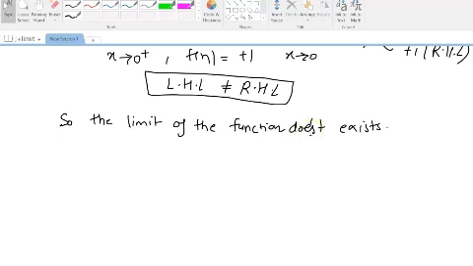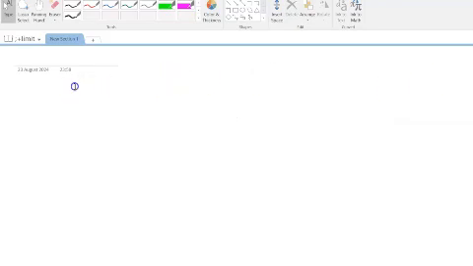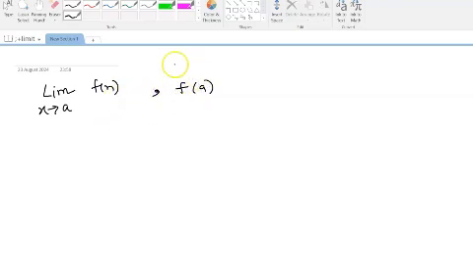There are many times when students get confused that the limit of the function at some point and the value of the function at that point are the same thing. So when we are saying limit of the function at a point, we mean limit x tends to a f(x). So it includes that the left hand limit and right hand limit are the same. And when we say the value of the function at a, we mean f(a).